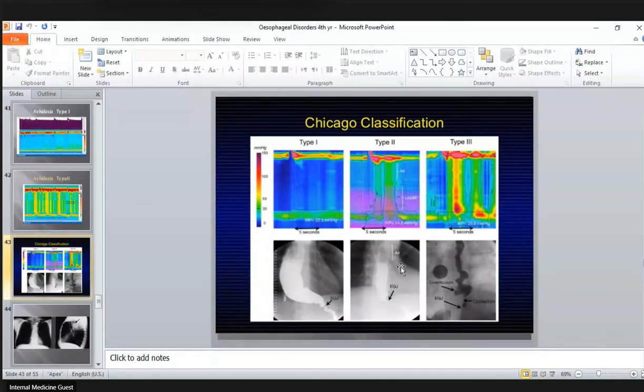Now, this is a barium study: dilated esophagus, bird beak appearance. You can see the air fluid level. This is air, this is fluid in the esophagus, and these are vigorous contractions in type 3 achalasia.